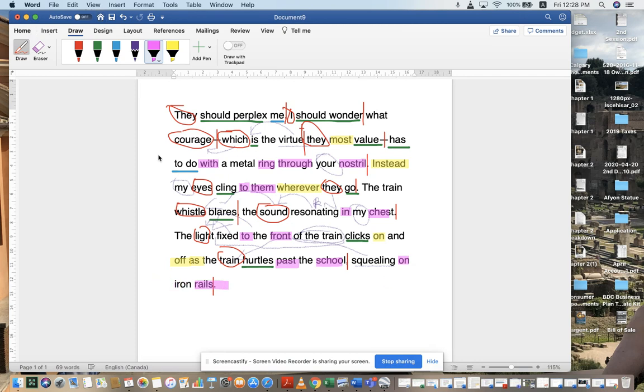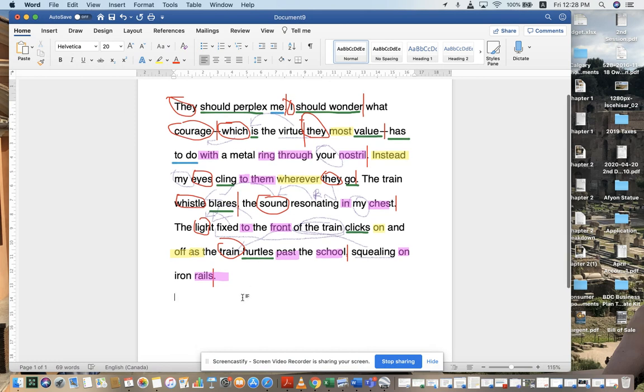So this particular challenge was probably actually quite challenging because of the fact that we see a lot of participles and how they work. Remember, in case you're watching this video for the first time and didn't have a chance to go back to the previous ones, participles are verbs turned into either nouns or adjectives. They could be describing a noun, and they're done because the writer wants you to have an image in your head of something in motion or something happening at the same time, right? If I say the train hurtles past the school, squealing on iron rails, you're imagining the train squealing as it hurtles past the school.